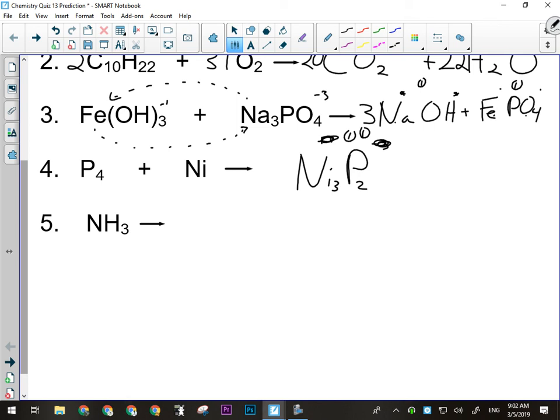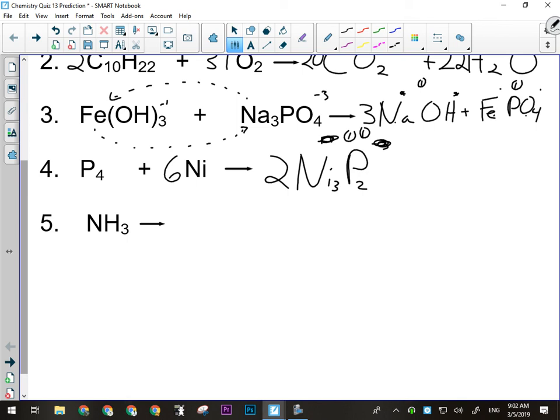Now we have to balance the reaction. I would say that it's probably best to balance our phosphorus first because it's the biggest number. So I'm going to put a 2 here to give me my 4 phosphorus, which gives me 6 nickel. So if they've got that for their balancing numbers, they can have their third and final mark for that one.